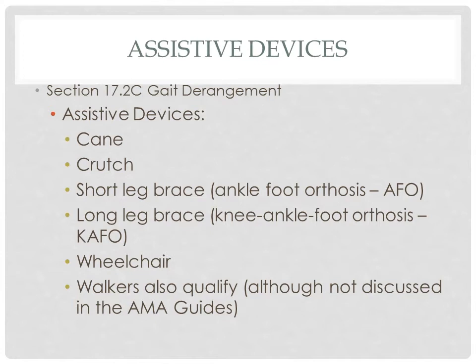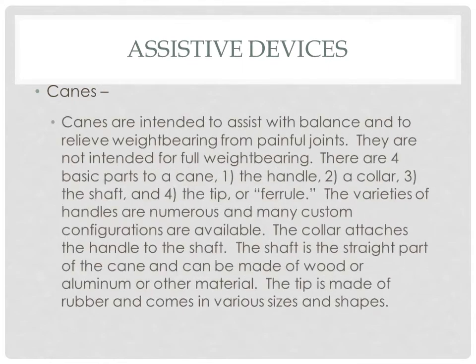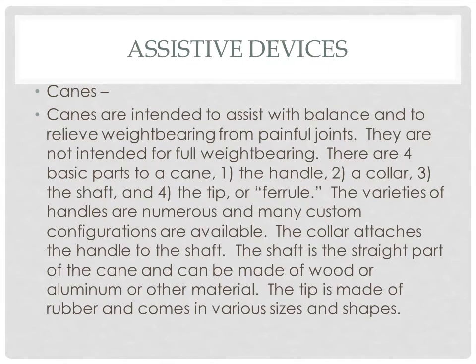Now, with the exception of wheelchairs, we'll discuss each one of these assistive devices below, and even though they're not discussed in the AMA guides, we'll also go into a brief discussion about walkers. Okay, so let's talk first here about canes. Canes have a specific function. Canes are intended to assist with balance, primarily, and secondarily to relieve weight bearing from painful joints. Canes are not intended for full weight bearing.